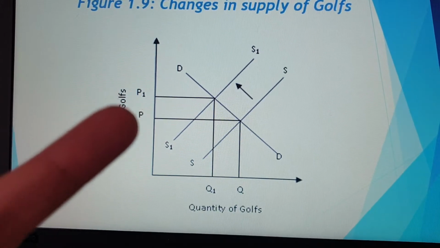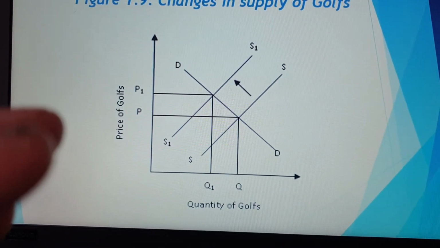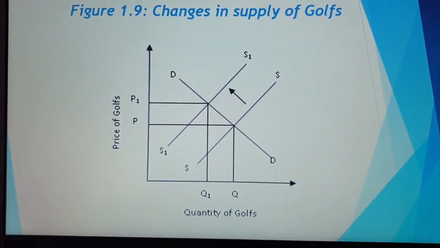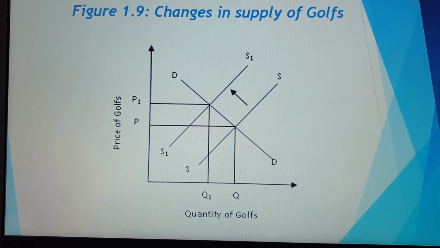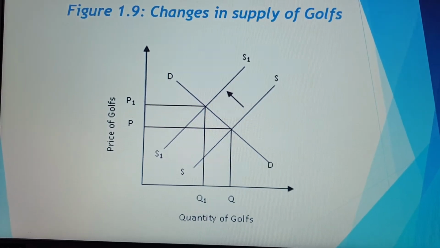So supply will decrease for golfs. Alright, so when you do your homework, you're going to take these graphs again and you're going to copy them for me again 5 times. Please use a ruler. Please make sure you label all the sides properly, otherwise you're going to lose marks.